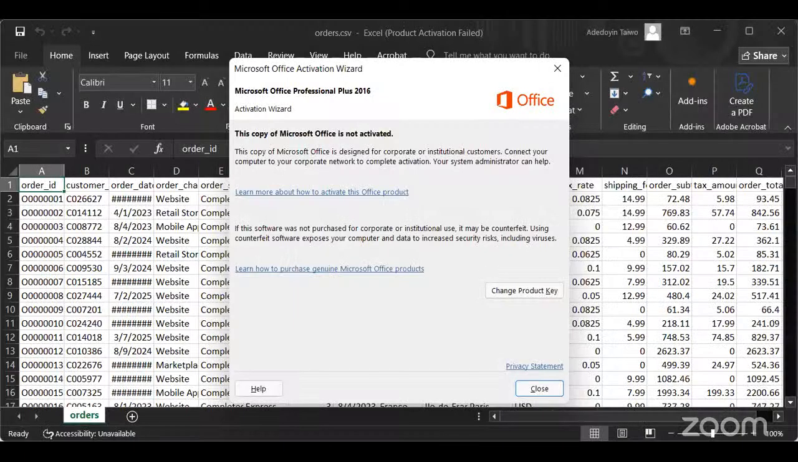I hope everyone has downloaded the data set. Let me share the one in front of me. This is the one in front of me. This is the other data set.